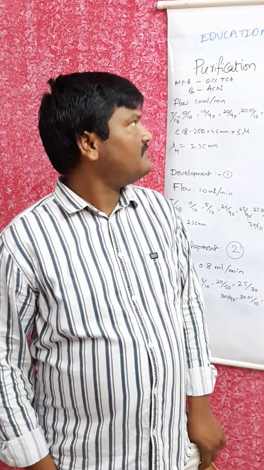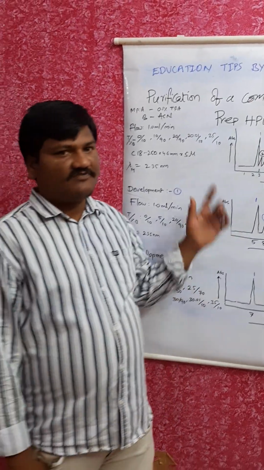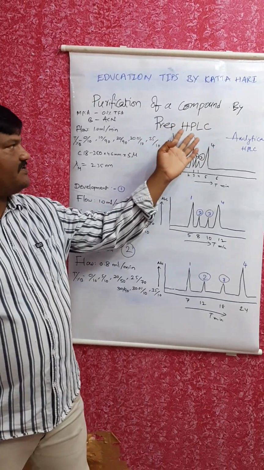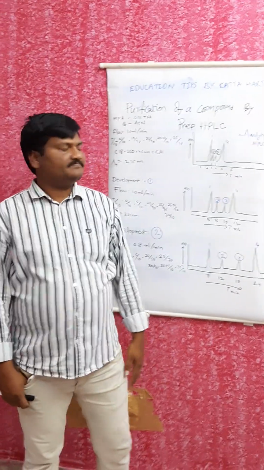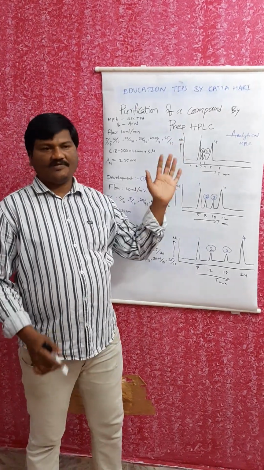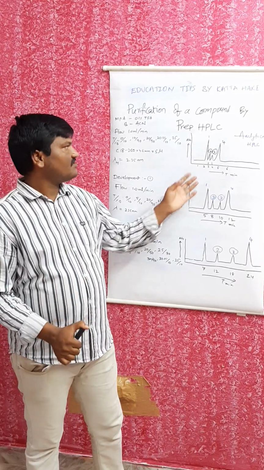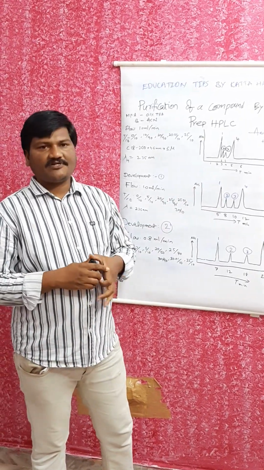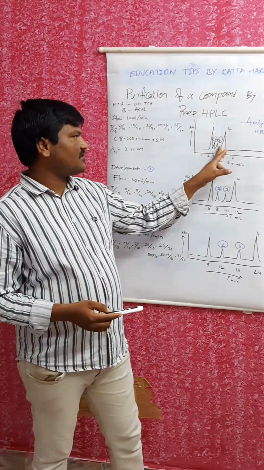This is Harikata. Today our topic is purification of a compound by prep HPLC. For example, one compound was received for purification. For that, today we have to discuss how to develop a method based on the analytical HPLC. Its analytical data looks like this chromatogram.